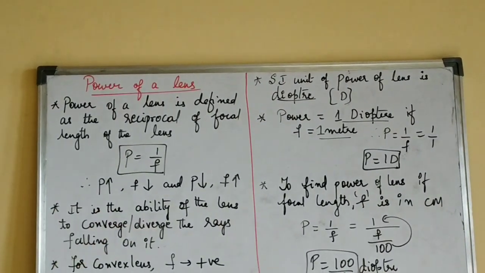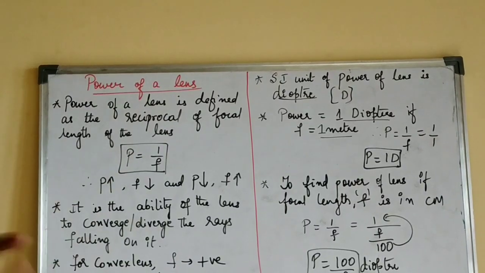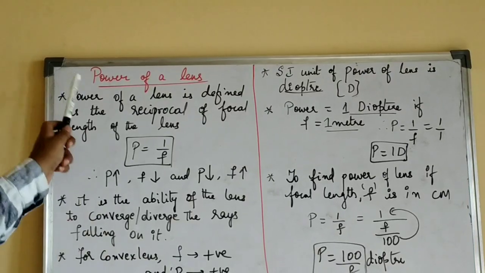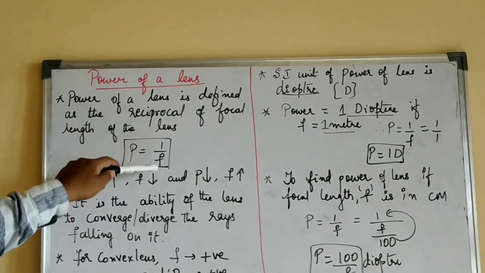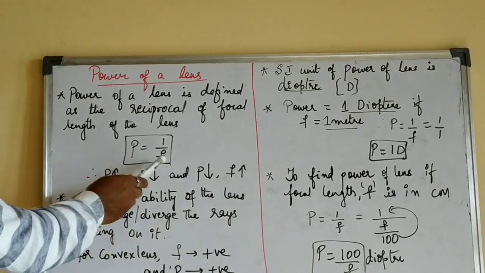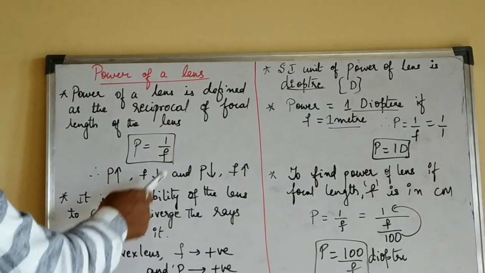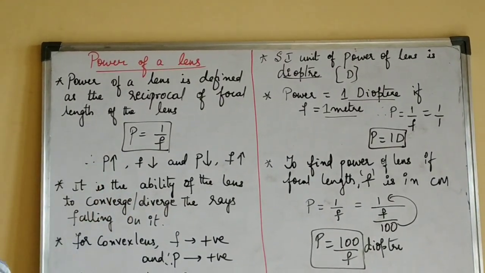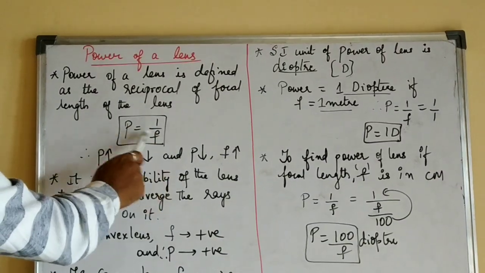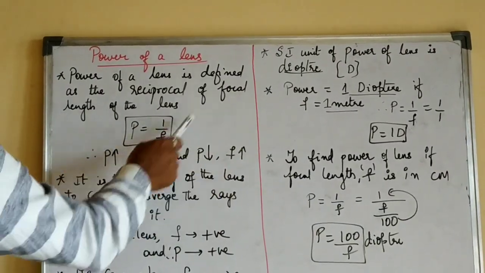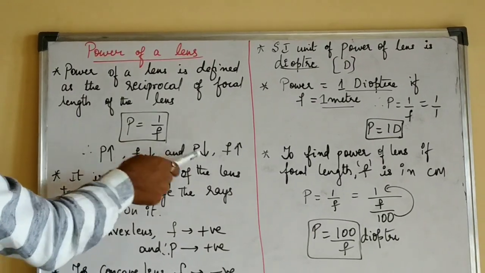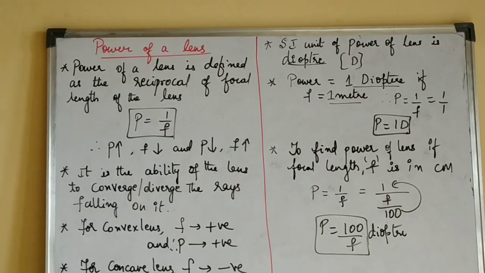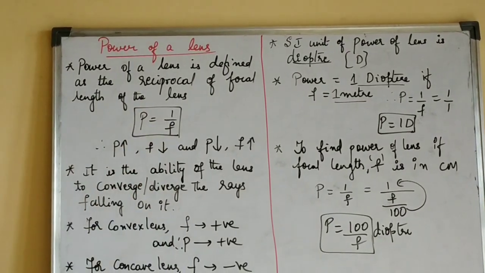1 by F means reciprocal, both are reciprocals of each other. P is equal to 1 by F or F is equal to 1 by P. But we are defining the power of the lens as the reciprocal of the focal length, which means both are inversely related. You can see here, when the focal length is less, the power is more. If the focal length is more, if the denominator is more, then the numerator, power of the lens, is less. That is the relationship between power of the lens and the focal length of the lens. P is equal to 1 by F.